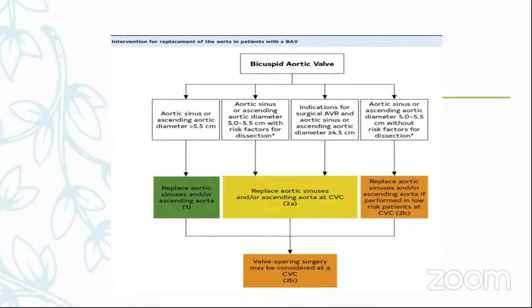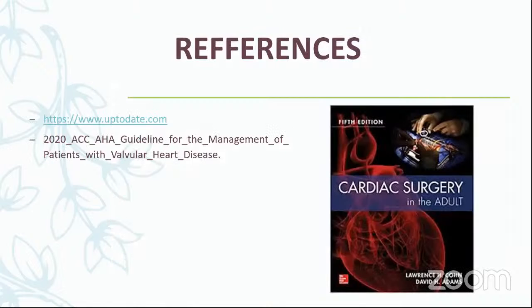And if the sinuses or the ascending aorta is between 5 to 5.5 without any risk factors for dissection, it is a class 2B for the replacement. And if the patient has an indication for surgical AVR and the aortic sinuses or the ascending aorta is more than or equal to 4.5 centimeters, the replacement is a class 2A.